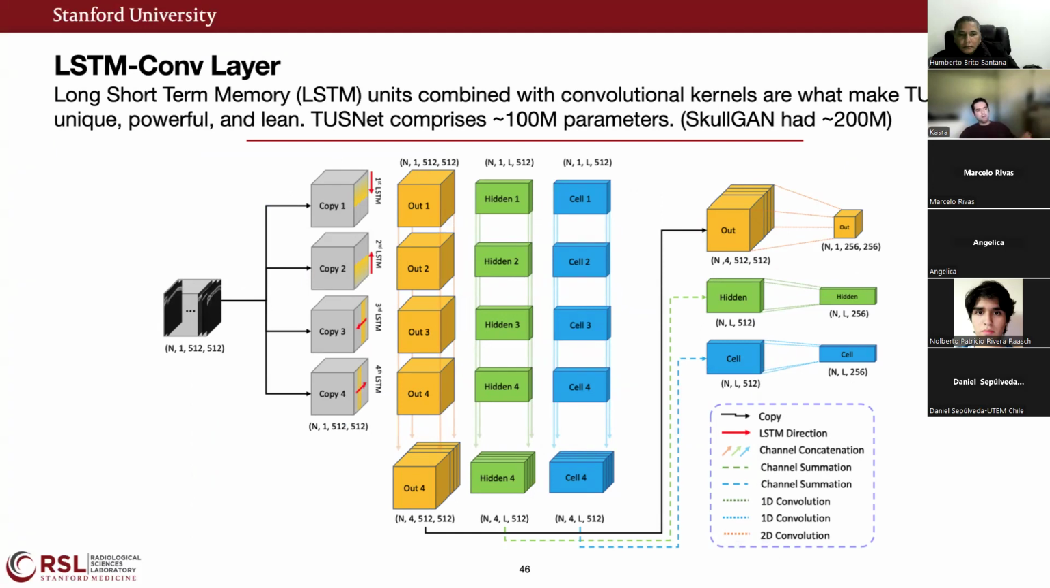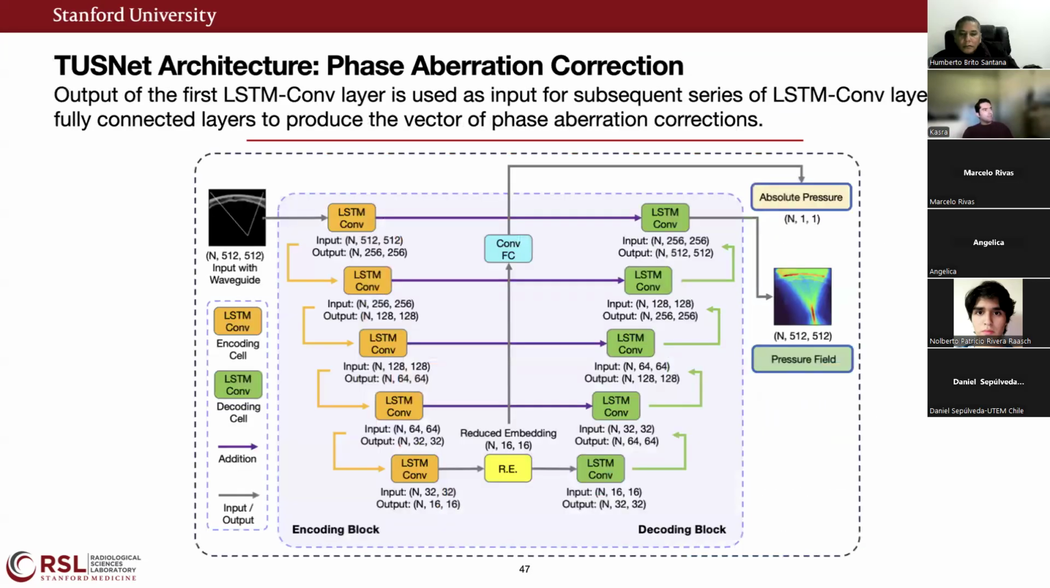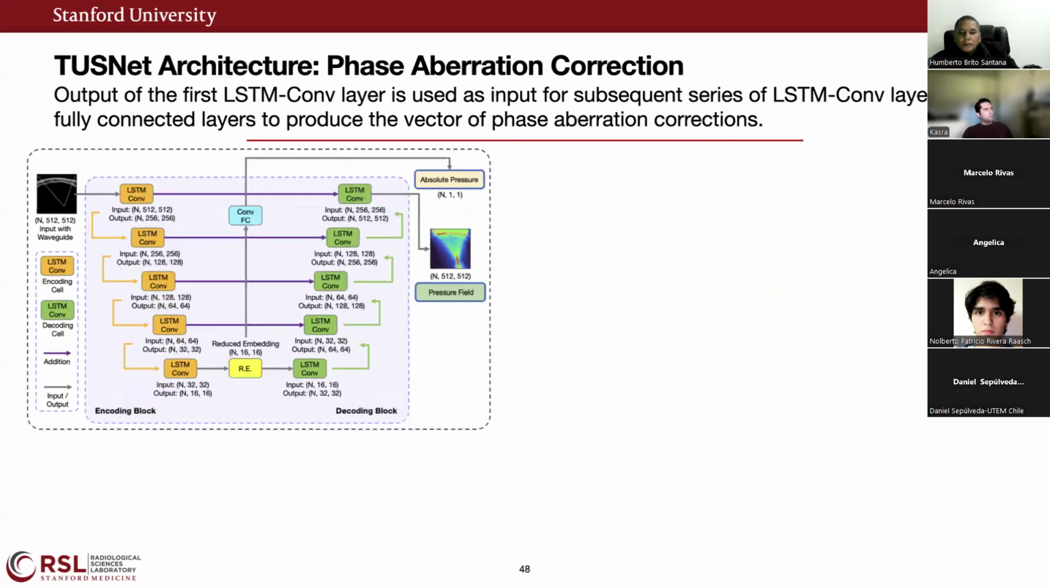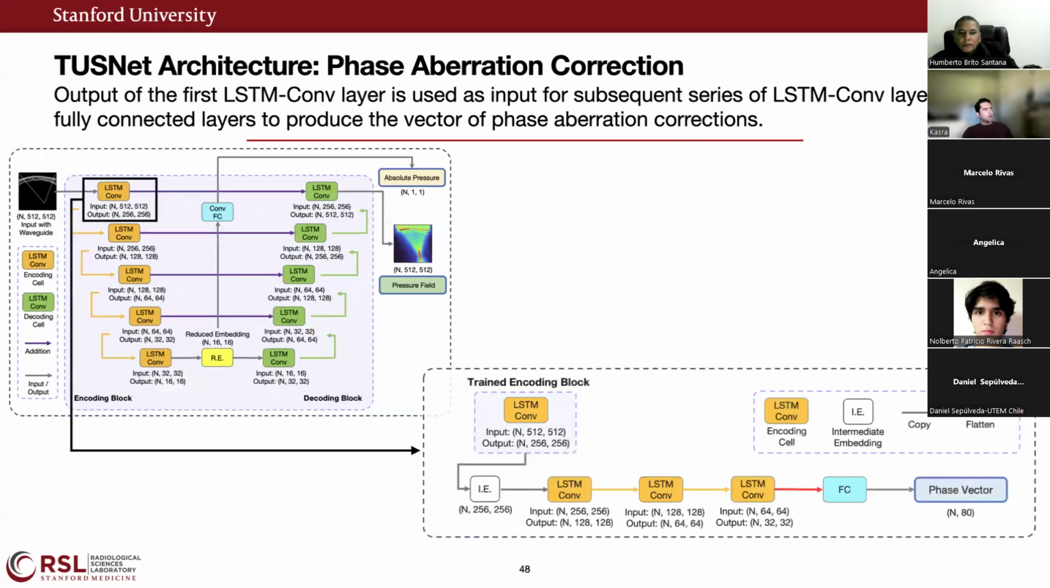Then we do the same thing over and over. So we repeat this 5 times in the encoding block. We repeat the reverse of it 5 times in the decoding block until we get the output for the pressure field. And surprisingly, for the phase vector, it's much simpler. All we really have to do is take the trained LSTM conv cell from the first input of the encoding block and apply to it another series of convolutions and LSTMs, and we're able to get the vector of length 80 that represents the phase aberration corrections.